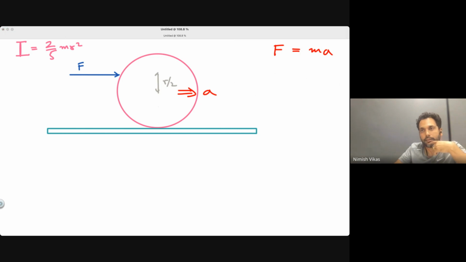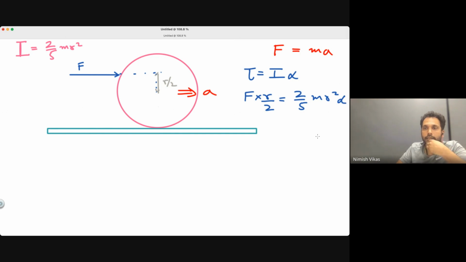There is no friction, suppose. So what is going to happen? The body is going forward. Is it rolling also? Yes, there is a torque. How much is the torque? Torque is equal to I alpha. Torque is given by the force, and how much is the offset from the point of rotation? F into R by 2 is equal to I alpha. How much is I? 2 by 5 M R square times alpha. Is that clear?